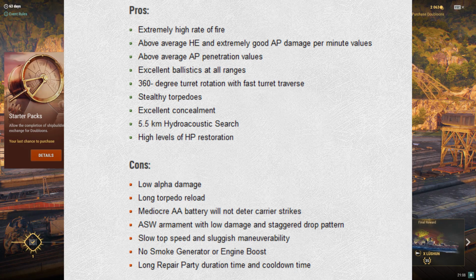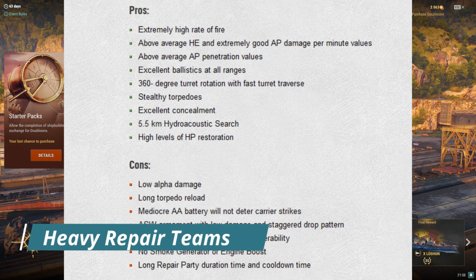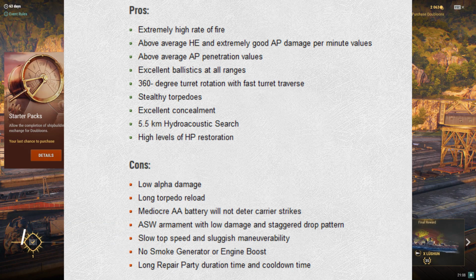High levels of health pool restoration, so this ship gets a, I don't remember what they technically named it. Does it show me here? I'd probably have to look, no, I have it on something else. Well, let's just go through the cons. Maybe they mention it here.